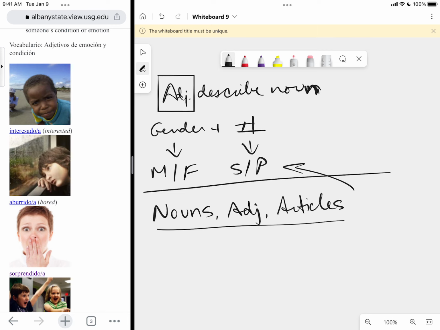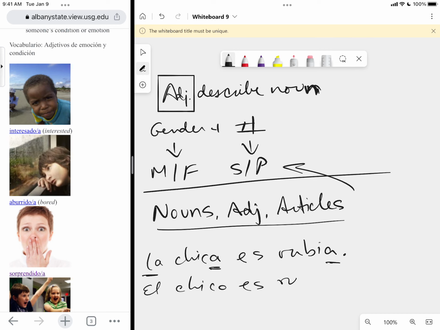If we have a girl that we're talking about, la chica es rubia, for example. Let's break this apart. Here's my article, female singular. Here's my noun, female singular. Here's my adjective, female singular. What if it's el chico es rubio? Again, my article is masculine singular, my noun is masculine singular, my adjective is masculine singular.